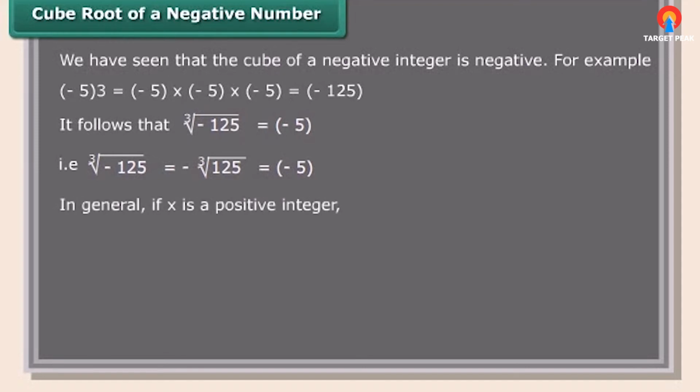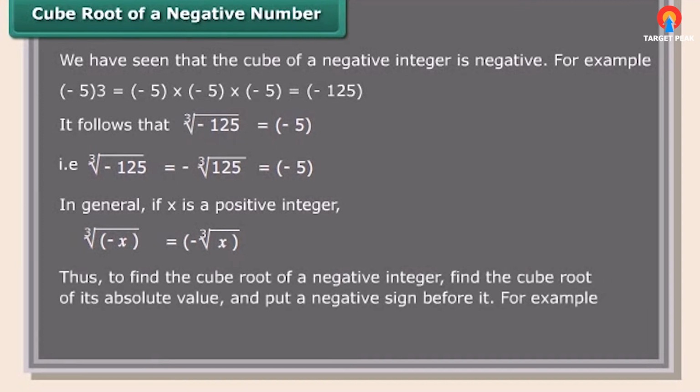In general, if x is a positive integer, the cube root of minus x is equal to minus the cube root of x. Thus, to find the cube root of a negative integer, find the cube root of its absolute value and put a negative sign before it. For example, the cube root of -64 is equal to minus the cube root of 64, which equals -4.